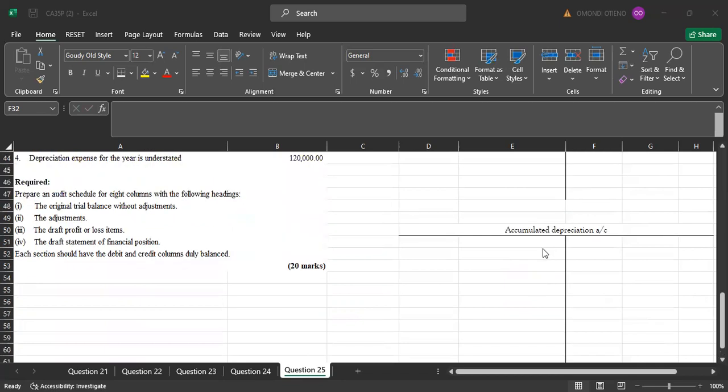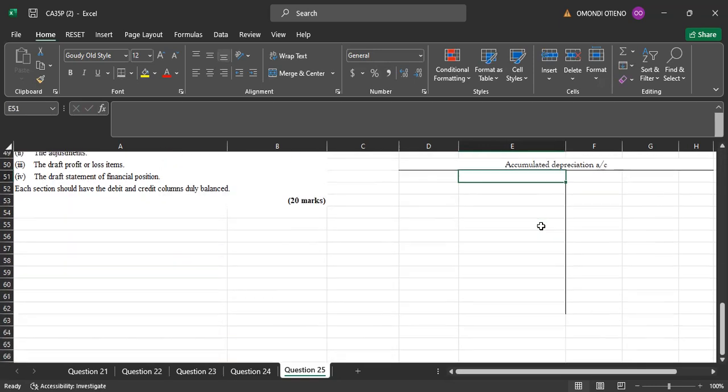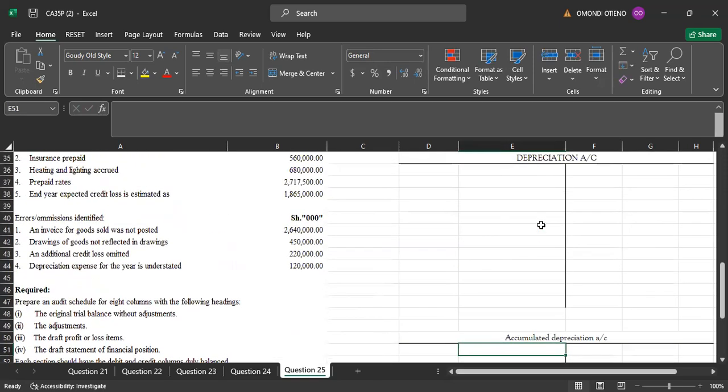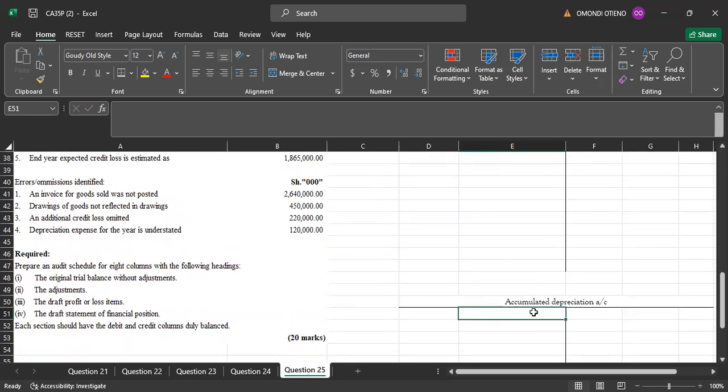Now, this depreciation expense is the rate multiplied by the value given. So this account is an expense. It will be taken to the profit and loss account. Then for you to understand this better, we need to look at accumulated depreciation. Accumulated depreciation has got a credit balance, and this credit balance will be reducing the net book value of our assets.